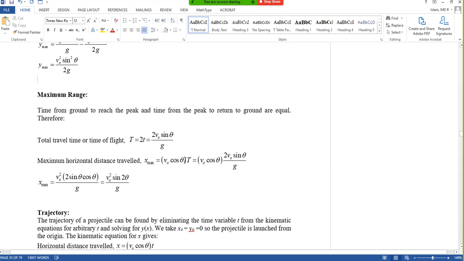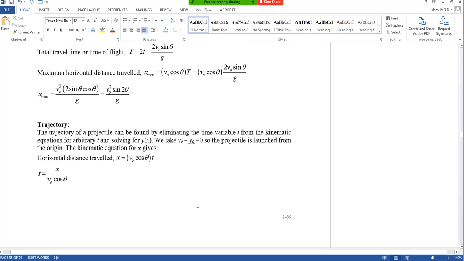So x naught is vt. Why this equation? Because there is no acceleration. I inserted the value of vx and then the value of t. T is this. After solving, we can find it. Now we can use this equation or we cannot. I'm just showing you how.